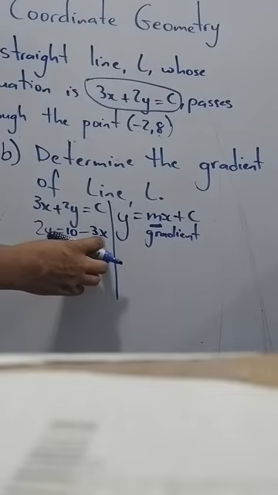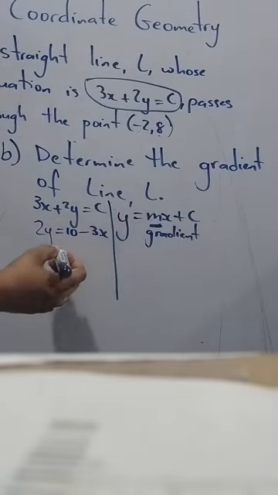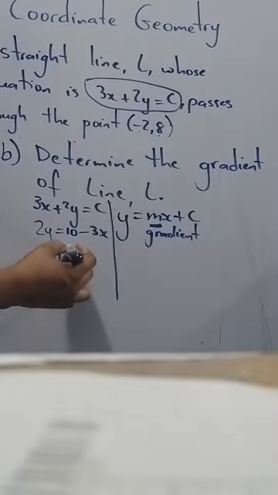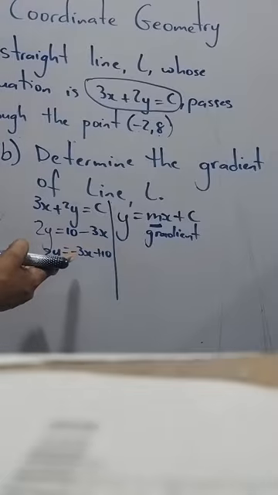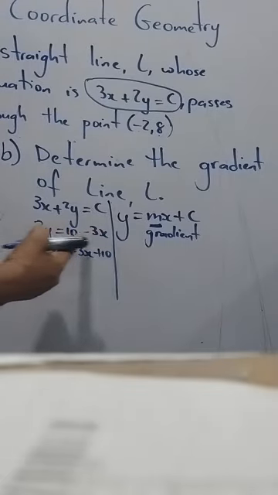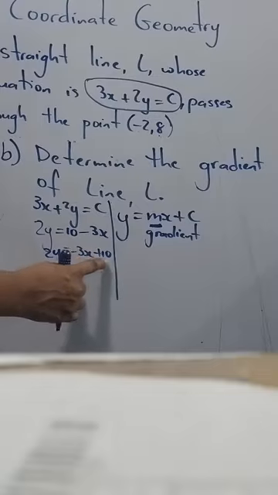I noticed that the term with x is at the back, but in this form it has mx to the front. So I could make a quick rearrangement if I choose to say 2y is equal to negative 3x plus 10. Please note when I made that rearrangement here, I didn't move anything across the equal sign. I made a rearrangement of the expression. So the negative goes with the 3x and the positive goes with the 10.